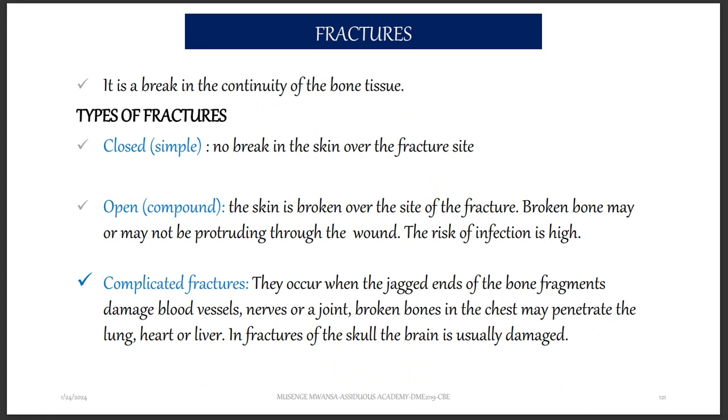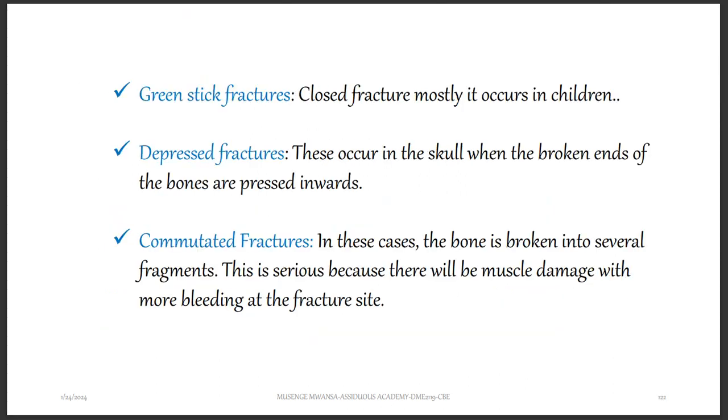So there's also a complicated fracture. This one occurs when the jagged ends of the bone fragments get to damage blood vessels, nerves, or a joint. That is a complicated fracture. So broken bones in the chest may penetrate the lung, heart, or liver. In fractures of the skull, the brain is usually damaged. So you can see that this one is very bad.